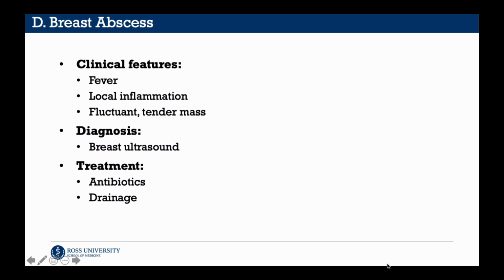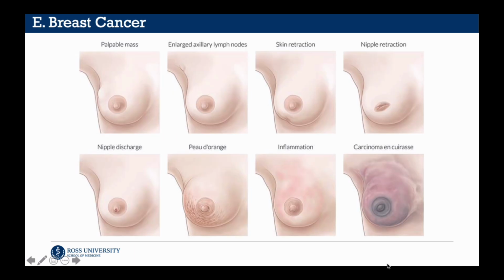Some clinical features are fever, local inflammation, fluctuant or tender mass. Breast abscess is diagnosed using breast ultrasound. Treatment is antibiotics and drainage. Lastly, we will discuss breast cancer, mainly Paget disease of the breast and inflammatory breast cancer.